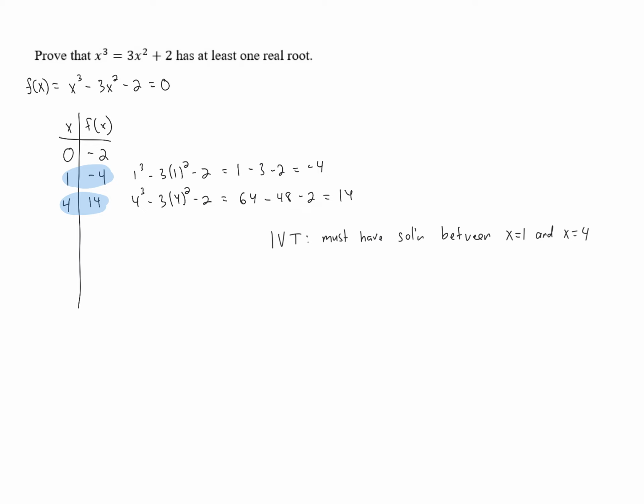If we wanted to know even more specifically where it is, we could pick other x values between 1 and 4 and try and narrow it down if we need to be more specific, but we weren't asked to be here. We just wanted to prove that there was at least one real root, and we have done that because we've got a continuous function and we've got two x values that give us a negative and a positive function value. So we know by the intermediate value theorem, somewhere in between there, that function is equal to 0, and that gives us a solution.